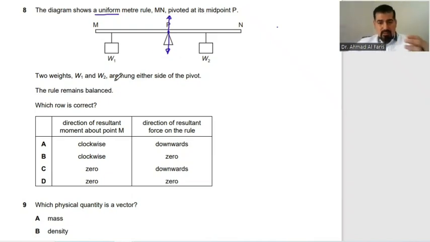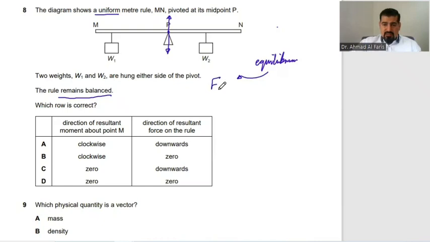Two weights, W1 and W2, hang from either side of the pivot. The rule remains balanced. That means it's in equilibrium. And when we say that it's in equilibrium, or balance, what does that mean? That means the resultant force on the object equals 0, and also the resultant moment on the meter rule remains 0.